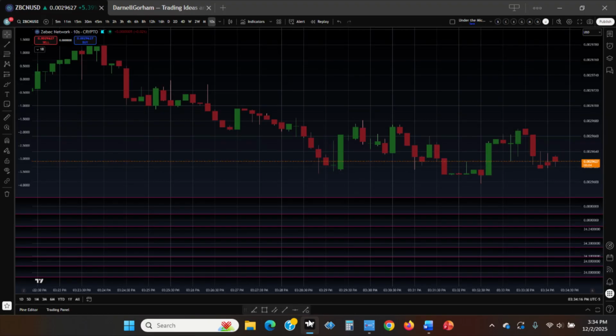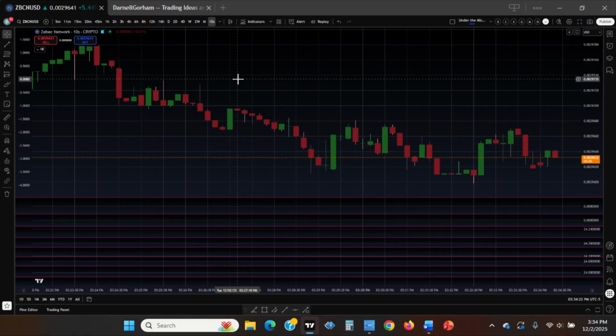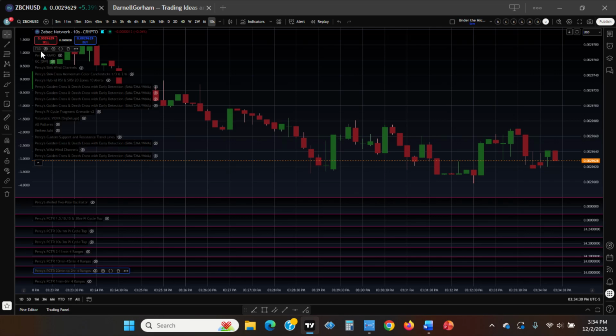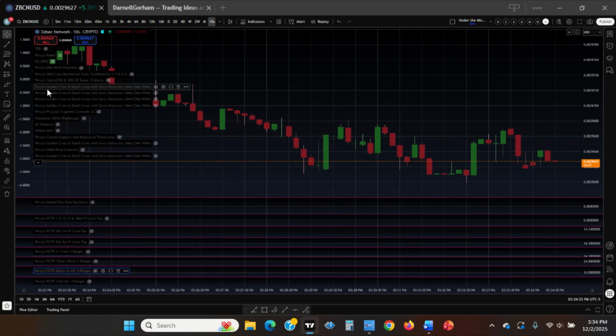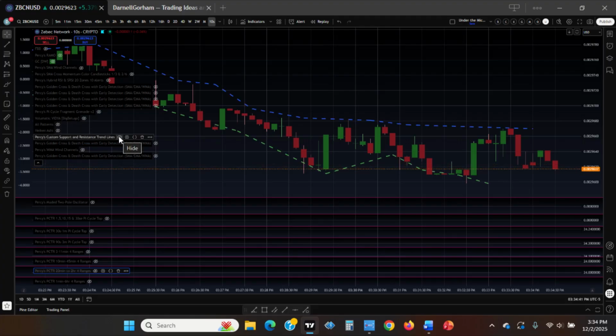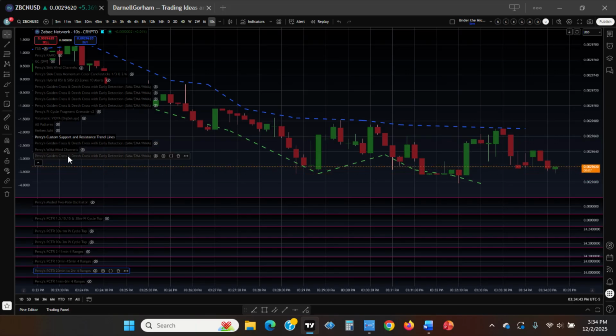Let's immediately go into the charts, and we have a naked chart where TradingView typically starts out, and we're going to start adding indicators. But first, let's add them slowly, starting with support and resistance lines. Now, as I begin to add these, you should know what they mean.